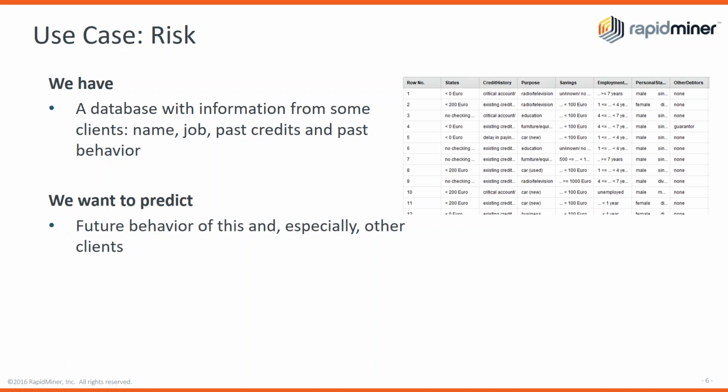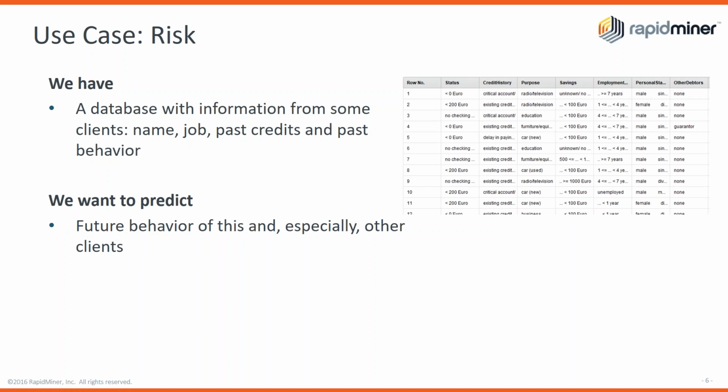And then what we want to do is to predict the future behavior. So will not necessarily these clients, but especially other clients, will other clients return their credits? Will they default? That's what the bank wants to know, and that's what we want to see in this case. It's a typical classification problem, so it's just an example. Many other use cases can be used as examples, but that's the one we'll be using by now.